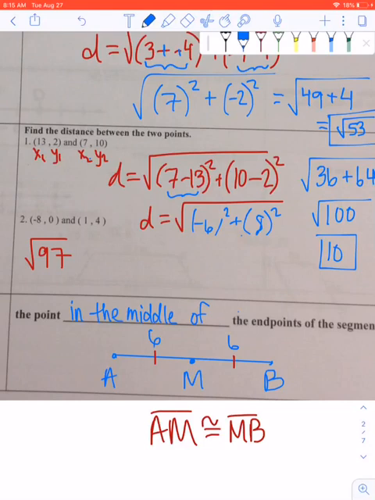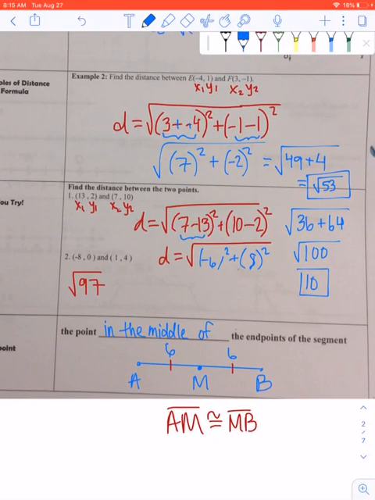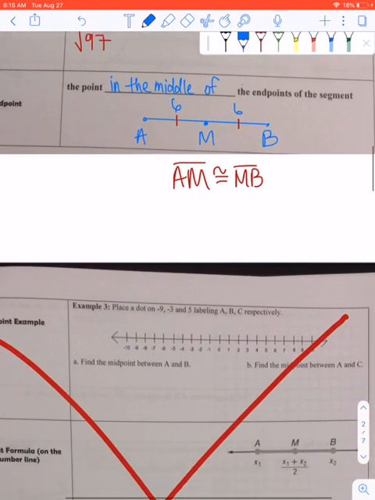Okay, we're going to skip midpoint on a number line. If you need to, pause the video to write this down.